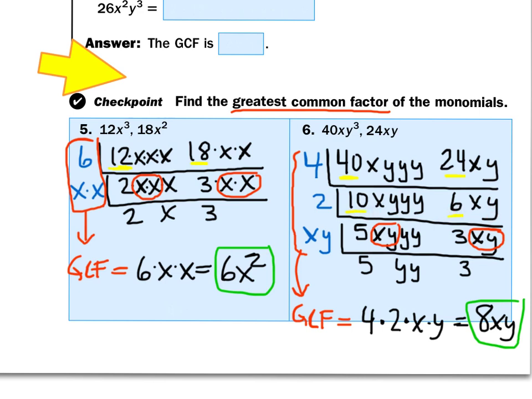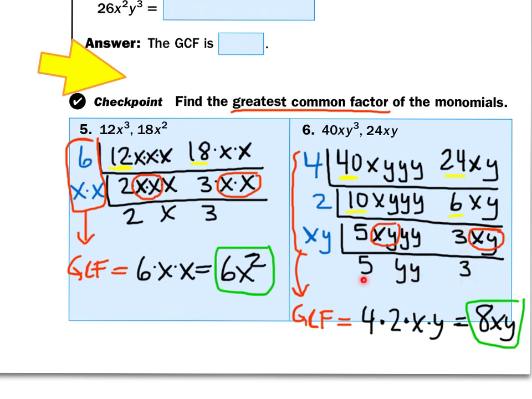With 10 and 6, I divided by 2, and so 10 divided by 2 left me with 5, and I brought down all the variables. 6 divided by 2 left me with 3, and I brought down the x and the y. And since I was done with the numbers, the 5 and the 3, I looked at the variables and I circled everything that matches. So they both have an x and a y, so I circled it and I brought it to the outside here. And then I dropped down everything that I didn't circle. So I dropped down the 5, I dropped down 2 of the y's, and I dropped down the 3.